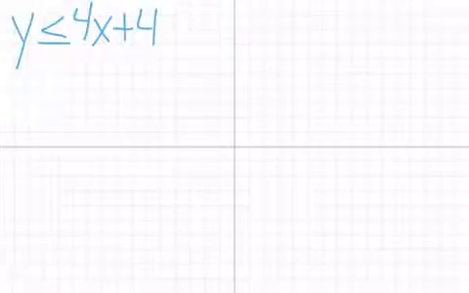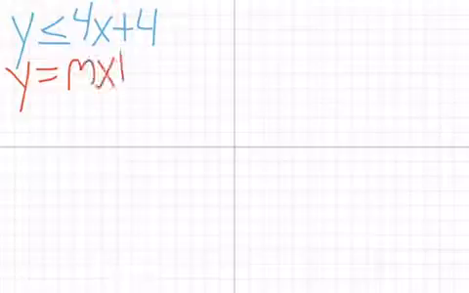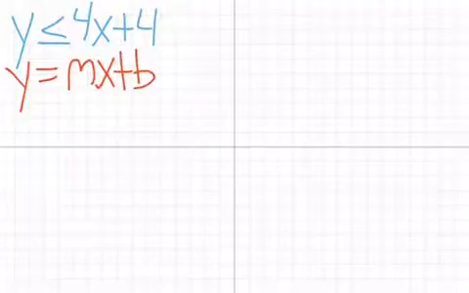Okay, we have to graph this linear inequality. It is y is less than or equal to 4x plus 4. Well, this one's pretty simple because it's already solved for y, and we know y equals mx plus b.